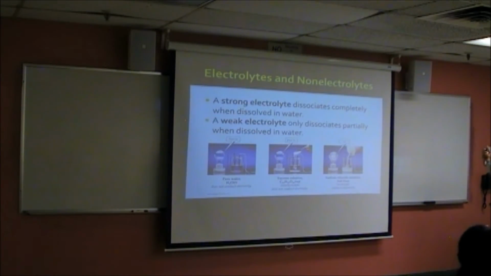Now, a strong electrolyte will dissociate completely when it's dissolved in water. A weak electrolyte will dissociate partially when it's dissolved in water. If you look here, little science experiment. What exactly is supposed to happen here? You're trying to light the bulb. How exactly do you need to light the bulb? What needs to be happening with your anode and the cathode? A flow of electrons. You need a flow of electrons.